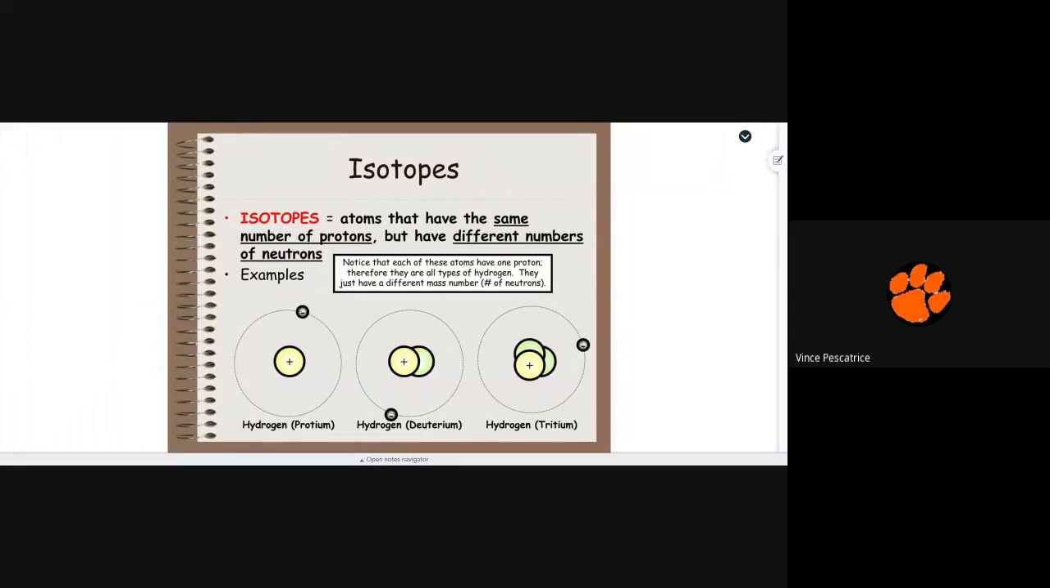So an isotope is a type of atom where two atoms have the same number of protons, but they have a different number of neutrons. This is the next blank you should be writing down. So the same number of protons, but different number of neutrons, because if you change the protons, you change the atom.